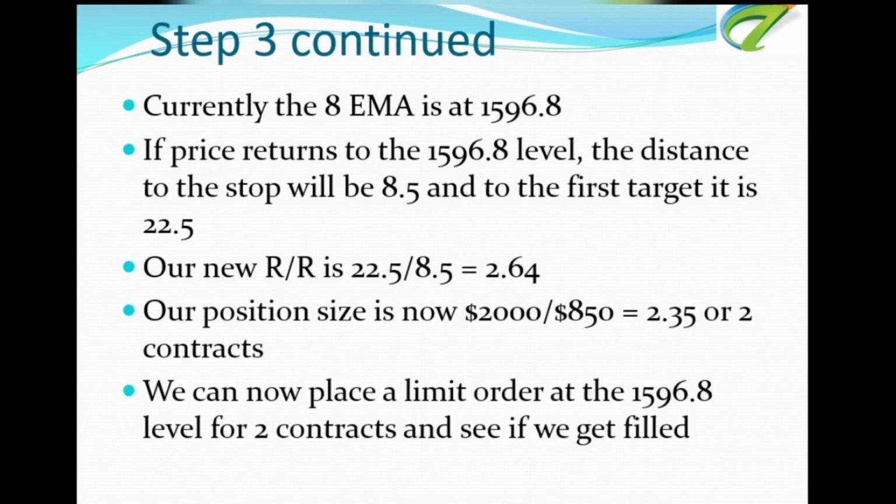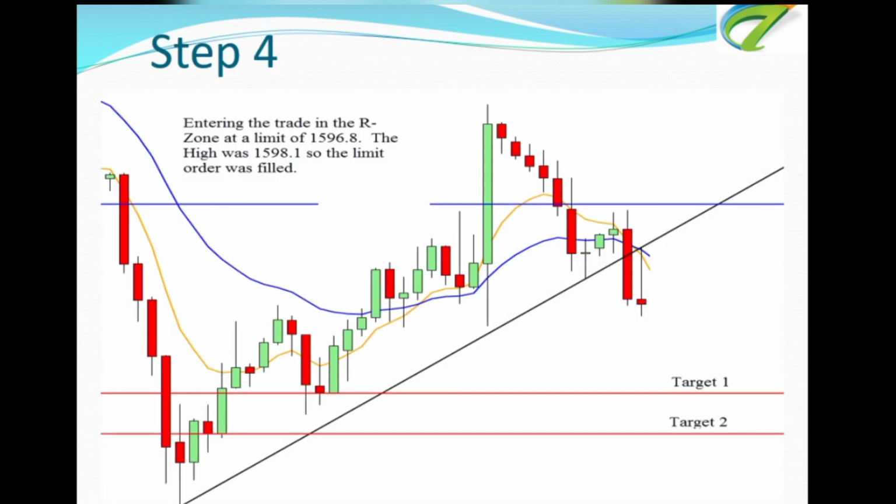We can now place a limit order at the 1596.8 level for 2 contracts and see if we can get filled. So here the trade was already triggered, and the market retraced back, entering the trade in the R zone at a limit of 1596.8, which is here.